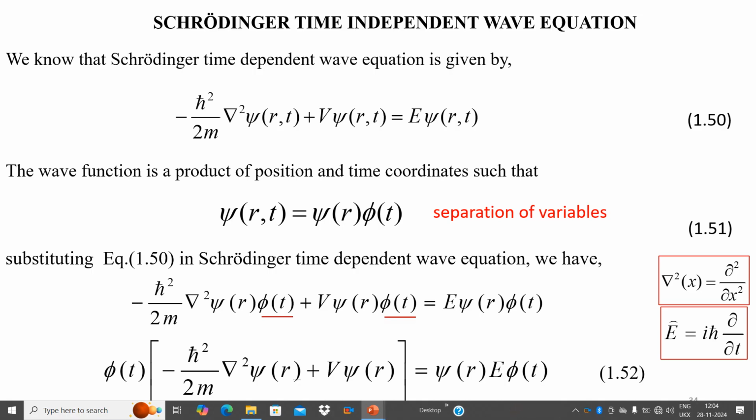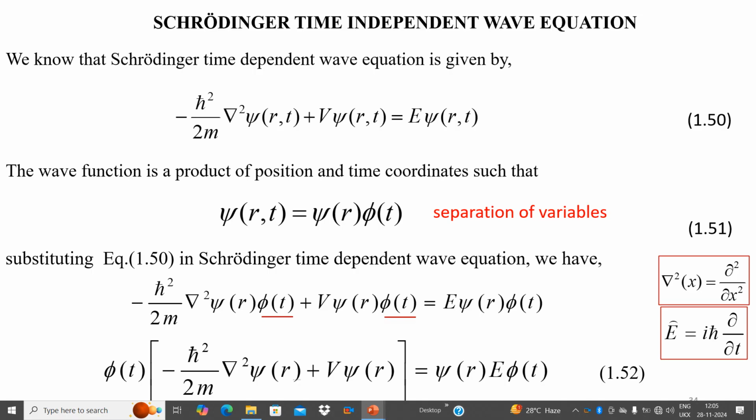We know that the solution of the Schrödinger wave equation is nothing but a wave function which depends on position and time. If the wave function depends only on position, that equation is known as the Schrödinger time independent wave equation. Whereas if it depends on both position and time, then the equation is said to be the Schrödinger time dependent equation.